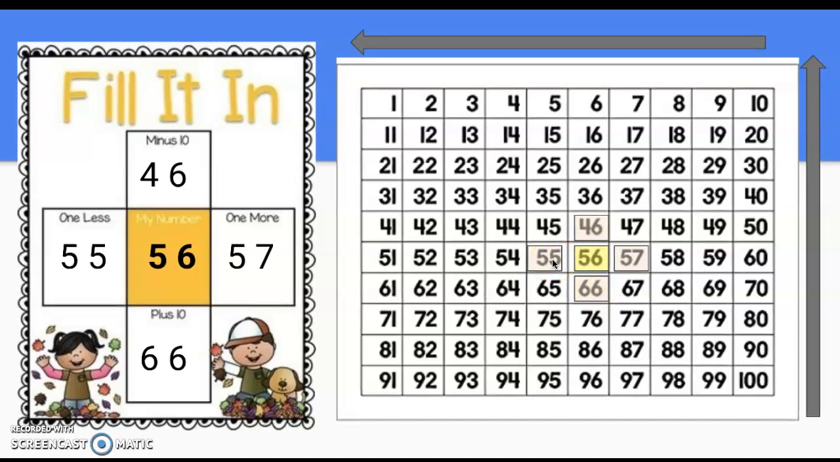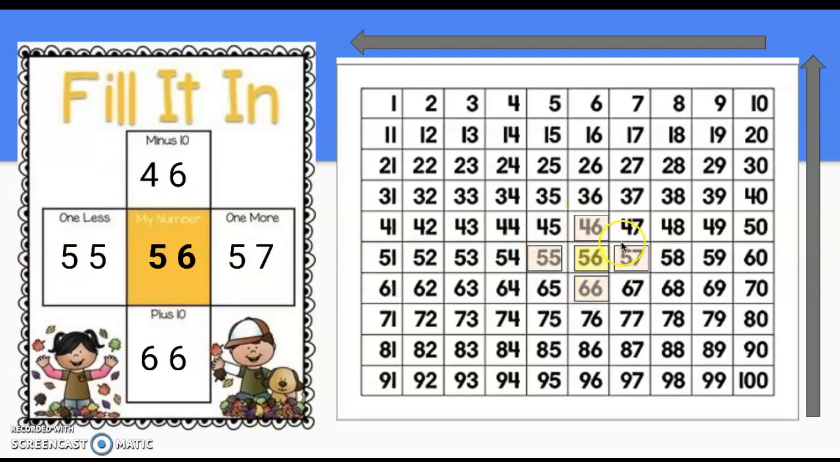Now we have to think about what is one more than a number and what is one less than a number. If my number is 56, I know one more is going to be to the right or down. I'm just going to look to the right, and what is one more than 56? It is 57. Now, what is one less than 56? I know less is going to be to the left. I'm just going to take my number and count one to the left. And I got 55.